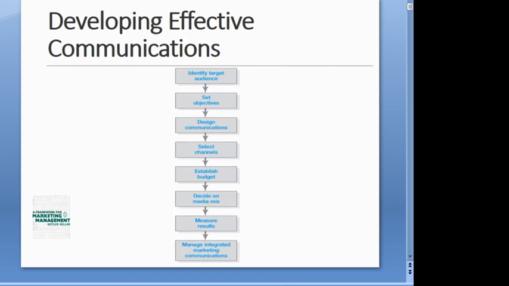Now we will speak about how to develop effective communication. Let's take a few minutes to review the steps in developing effective communication. We will walk through each of these steps listed here. First, we will start with identifying target audience, then setting objectives, designing communication, selecting channels, establishing budget, deciding on media mix, and measuring results, and finally managing integrated marketing communication.